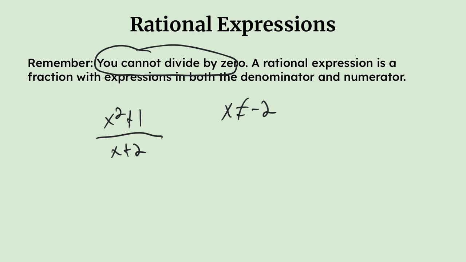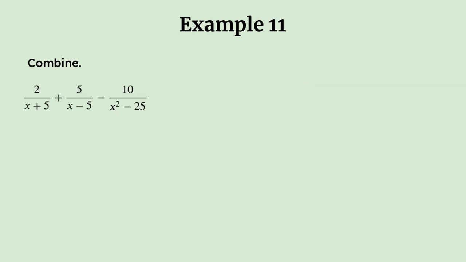So right now, the only restrictions we have is whatever might make the denominator 0, x can't be that number. So to start, we're going to check each of these. X can't be negative 5. X can't be positive 5. And then this encapsulates both of those. I'm going to factor that denominator real quick.